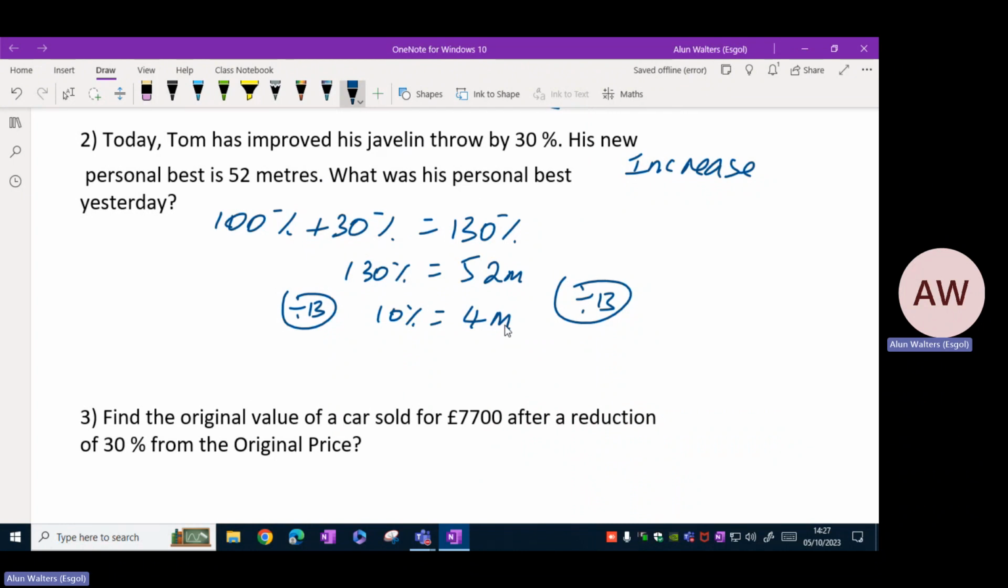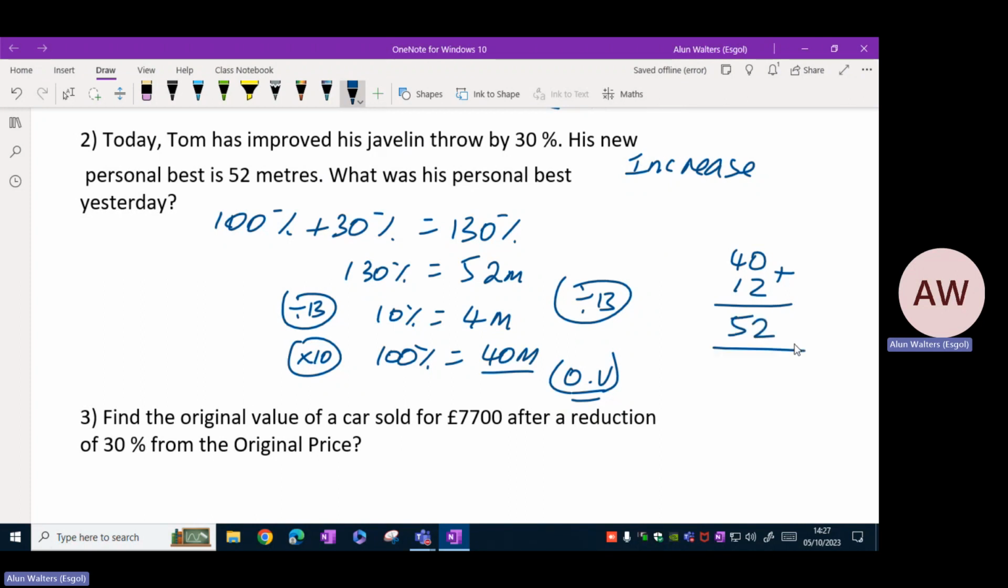Okay. So having gone to that stage, I then times each side by 10. And that is the original value. The original value is 40 meters. And obviously, checking again, 10% is 4, 30% is 12. So if I add 12 to 40, I end up with the 52 meters. That is Tom's new personal best.